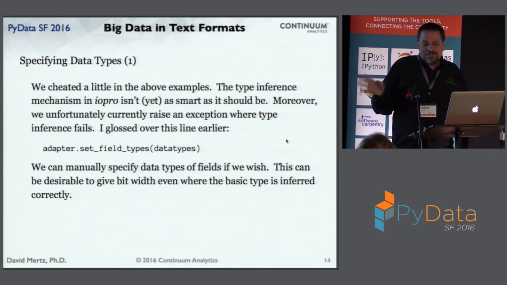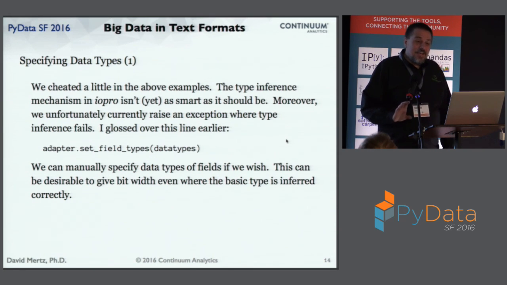So you get tracebacks, basically, which are horribly ugly. You don't want to see those. But you can manually specify data types that you're reading.